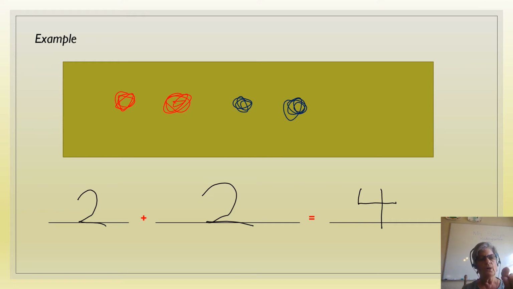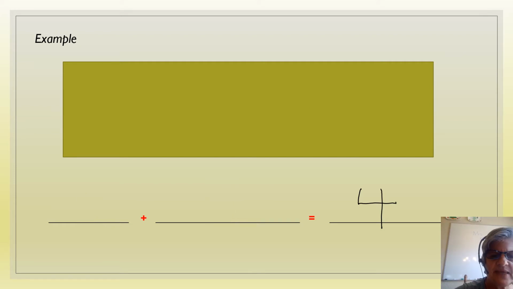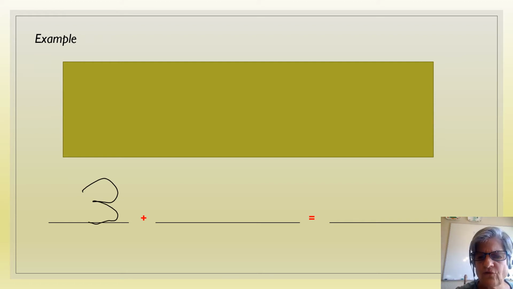Now I add them. Let's point as we count all of them to see how many we have in all. We go 1, 2, 3, 4. Very good job. We did it. Yay! Okay. Now, I'm going to erase that because we're going to try one more example. Okay? This time, I'm going to say that we have 3 plus what equals 4.